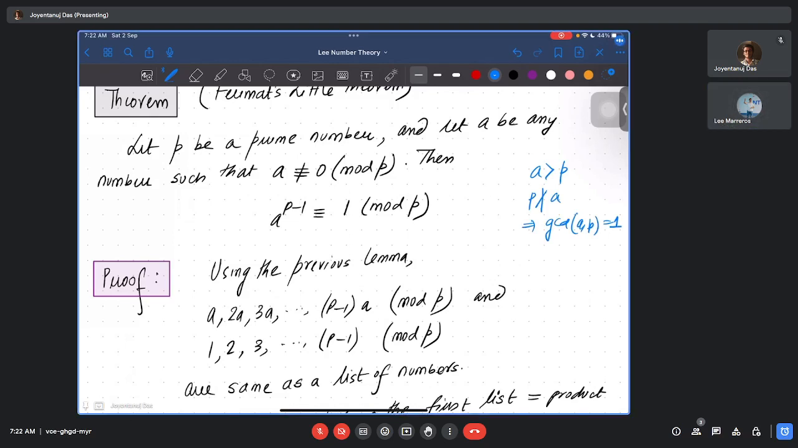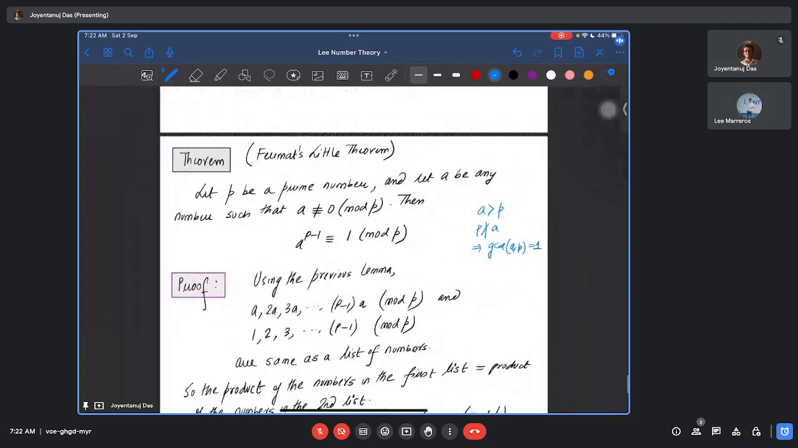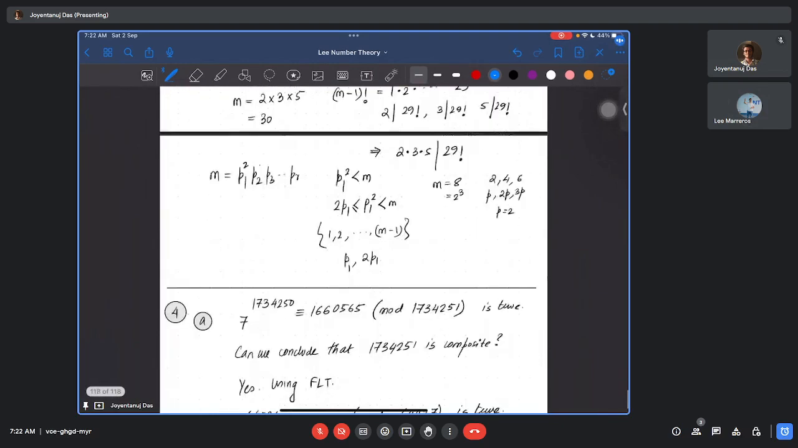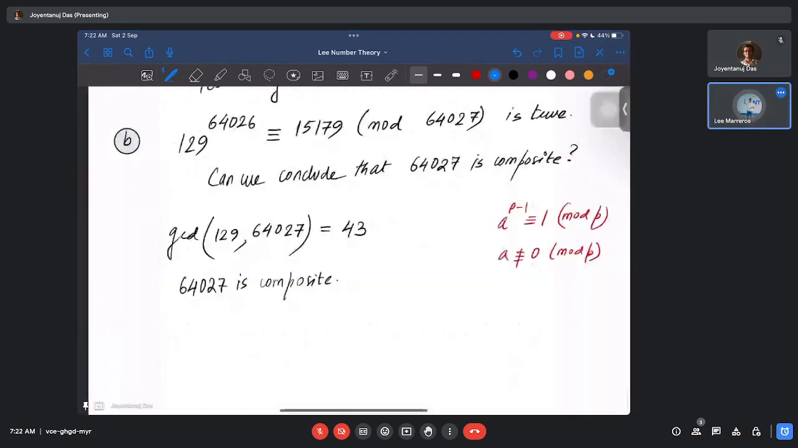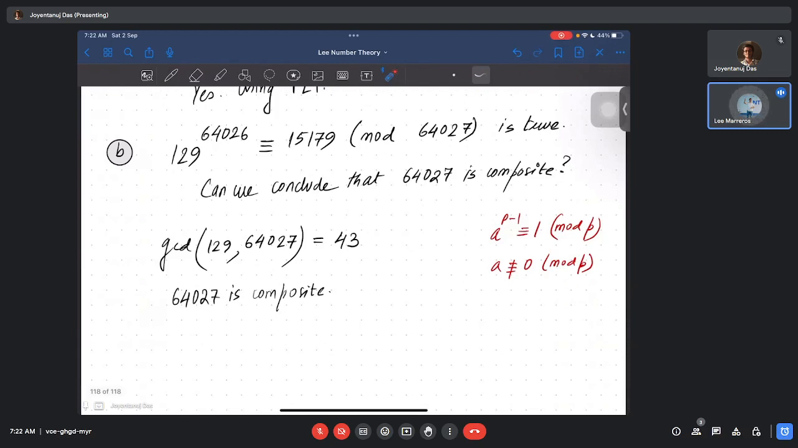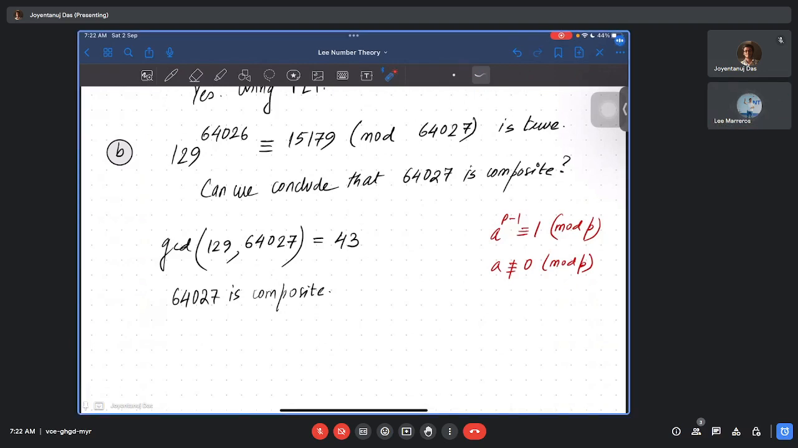But if A is smaller than P, then we don't have to look into this, because then anyway P does not divide A. That is what I'm saying. So that's why it will still work, but the GCD condition is not satisfied. That is what I was trying to say. When I say A and P must be coprime for Fermat's theorem, then we are looking at values of A that are larger than P.